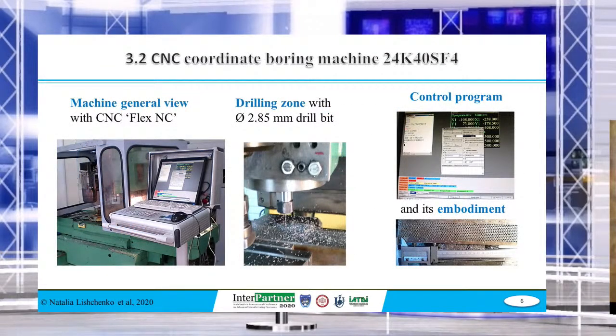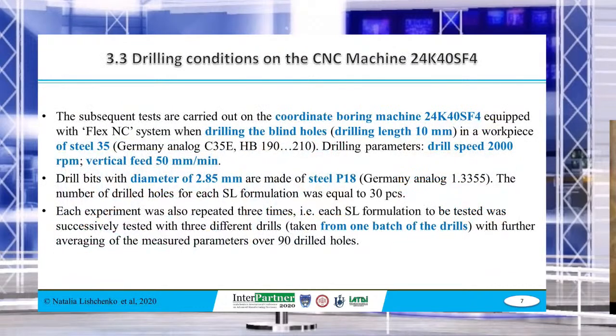Number 6. This is CNC coordinate boring machine 24K4SF4. You can see three figures on the left, on the right, and in the center. On the left, you can see machine general view with CNC, Flex, and C. On the right, you can see control program at the top and its embodiment at the bottom. And in the center of the slide, you can see drilling zone with drill bit of diameter 2.85 millimeter.